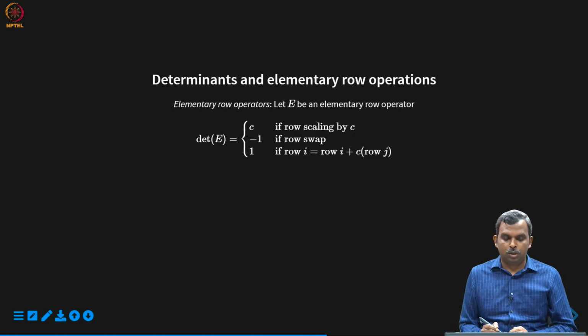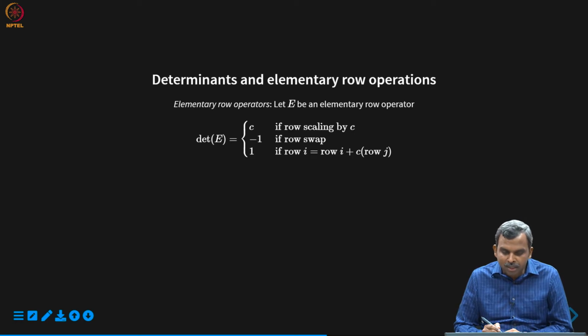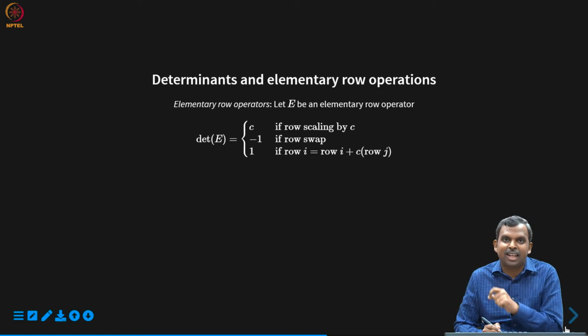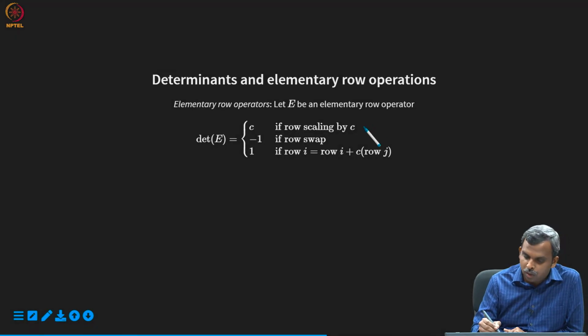Okay, so it turns out one can say a lot more about determinants. These elementary row operations are sort of very easily tied to determinants. The first thing is one can compute the determinant for the elementary row operators very easily. So let me just show you the first one. If you look at the determinant of the first one, the row scaling by C.